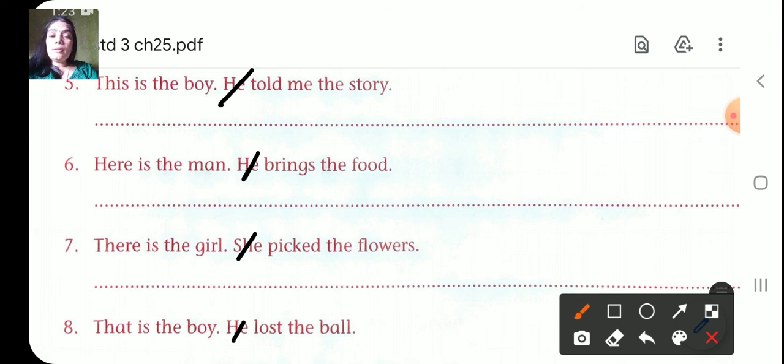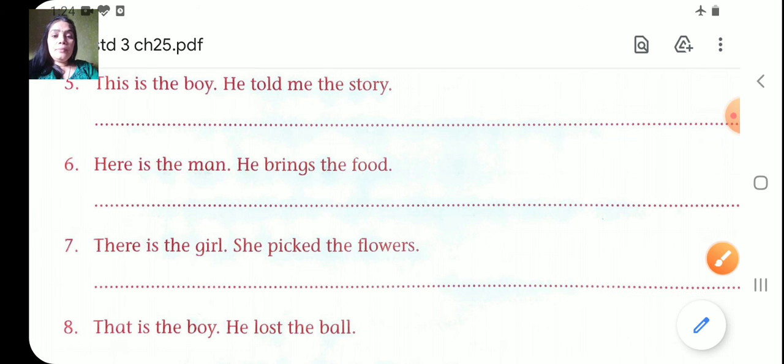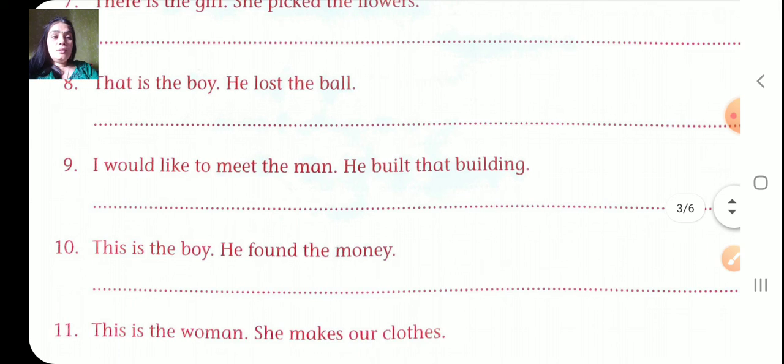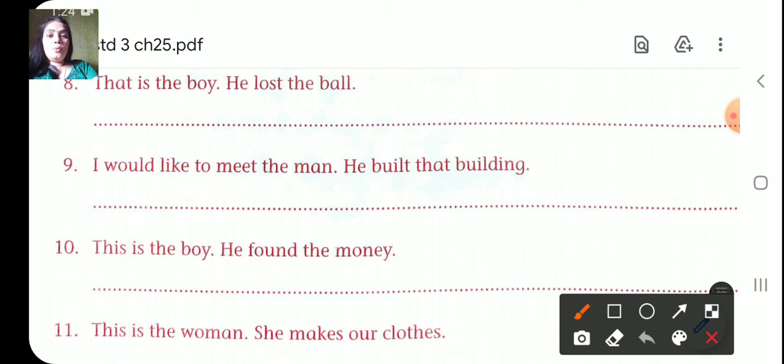Number six answer, here is the man who brings the food. Number seven, there is the girl who picked the flowers. Number eight, that is the boy, he lost the ball. So number eight answer, that is the boy who lost the ball.